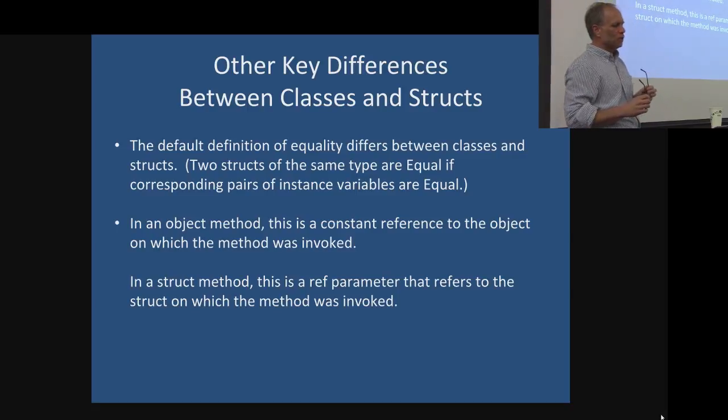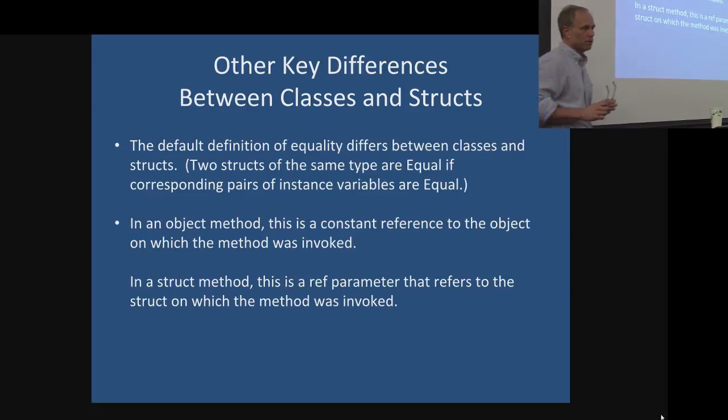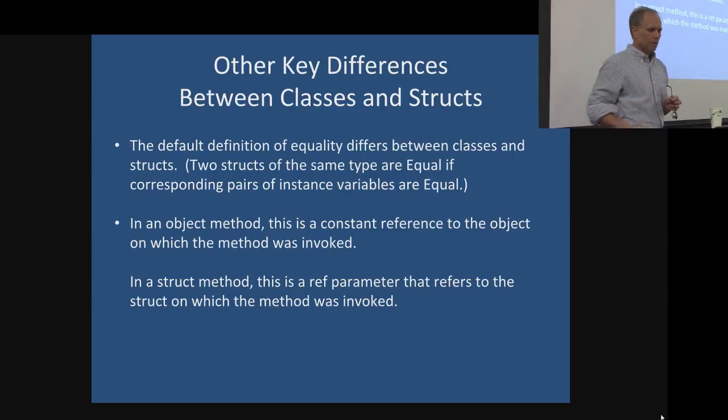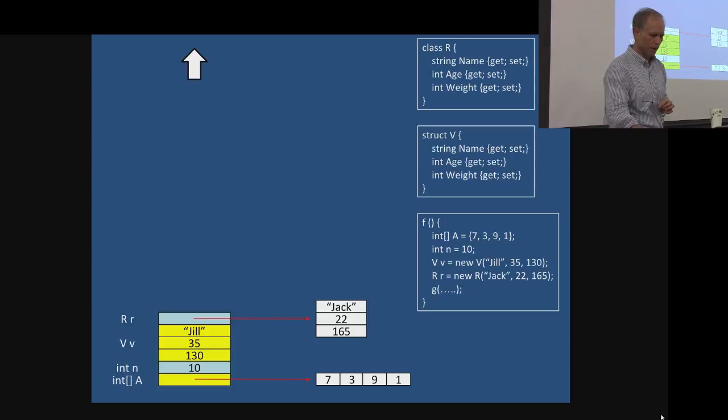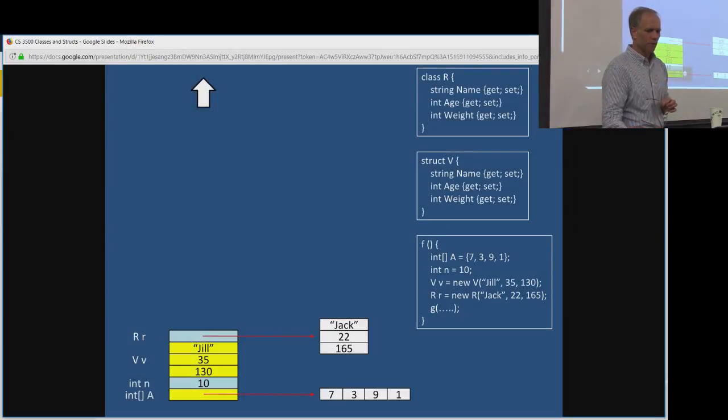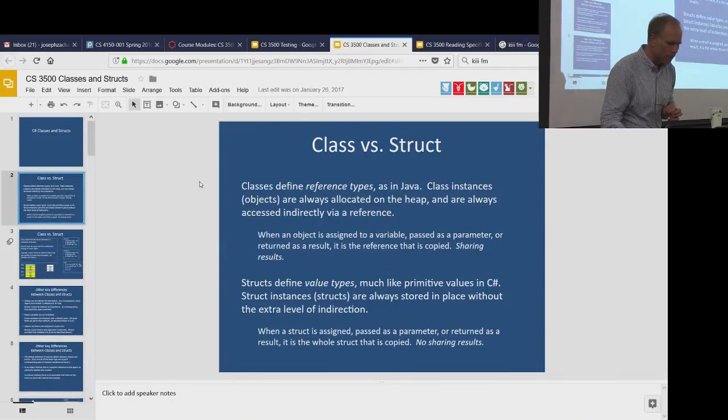So if you use the keyword this in a method of an object, it refers to the object on which the method was invoked. It's just a reference that you can use. In a struct, this is sort of like a hidden parameter. It's a ref parameter to the struct on which the method was invoked. So it's just a sort of a backdoor reference to where the method was invoked. Okay. There's other fine print, but I've told you the important fine print.